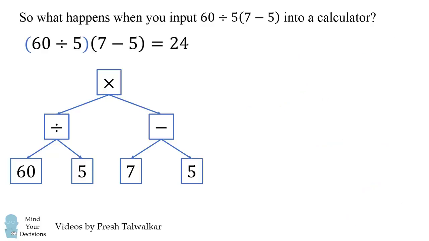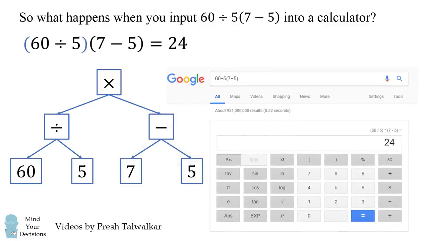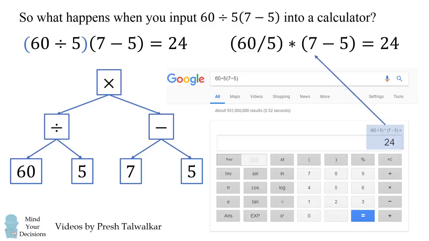Well, we can actually try this on several calculators. Let's put it into Google, for example. 60 divided by 5 parentheses 7 minus 5. How does Google interpret this? Well, if we input this as a search, we get the Google calculator result of 24. And if you zoom in and look at this expression, you'll see it parses it exactly as the binary tree on the left. We do 60 divided by 5, and then we multiply it by the quantity 7 minus 5, and that's what gets us to the answer of 24.